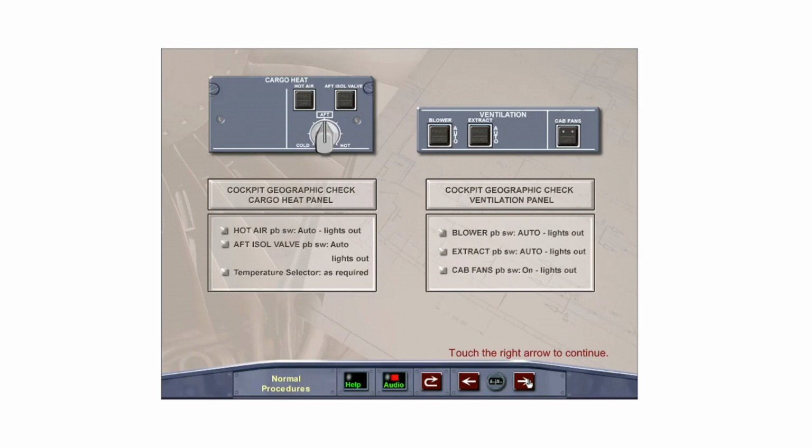On the cargo heat panel, check that the hot air and aft isolation valve push button switches are in the auto lights out position. The cargo heat temperature selector is set as required for specific items in the cargo compartment. On the ventilation panel, check that the blower and extract push button switches are in the auto lights out position and the cabin fan's push button switch is in the on lights out position.